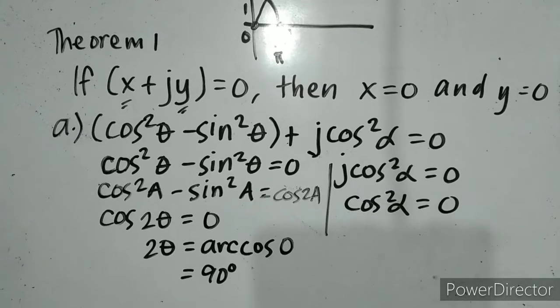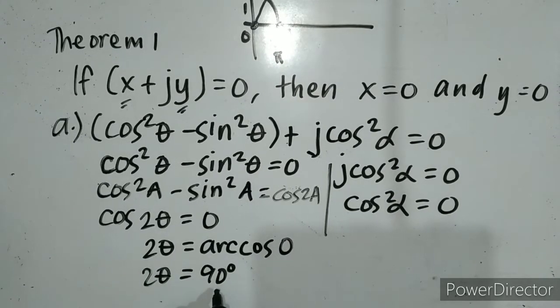So, since 2 theta is equal to 90 degrees, we divide both sides by 2 to obtain the value of theta. So theta is equal to 90 degrees divided by 2, which is 45 degrees.